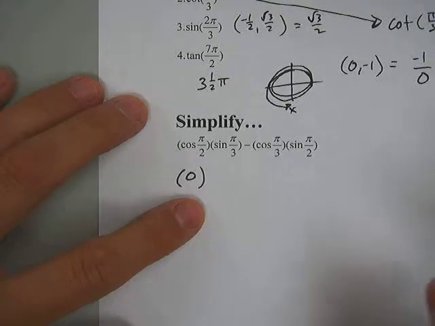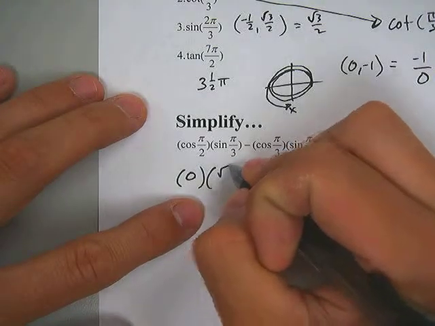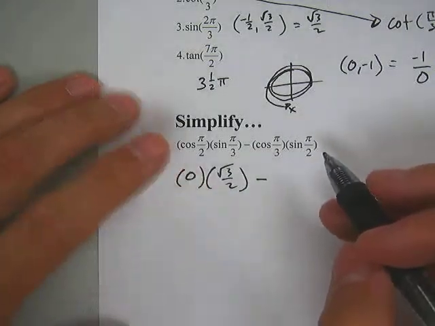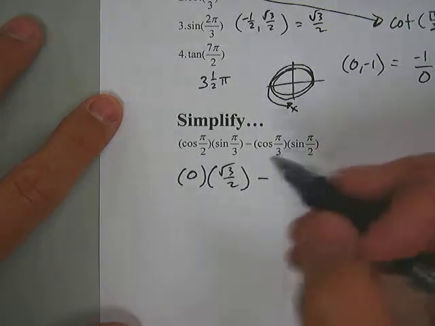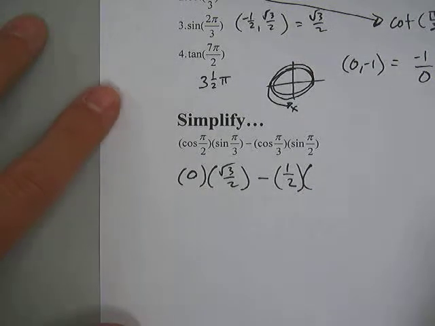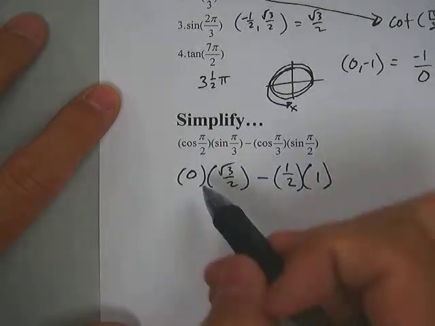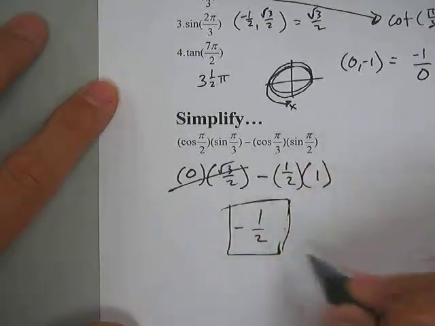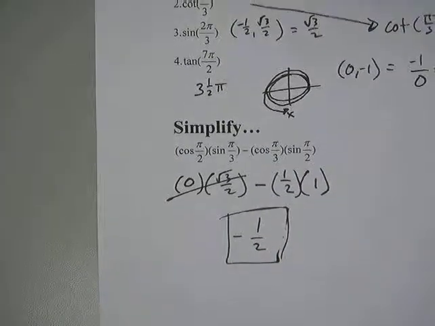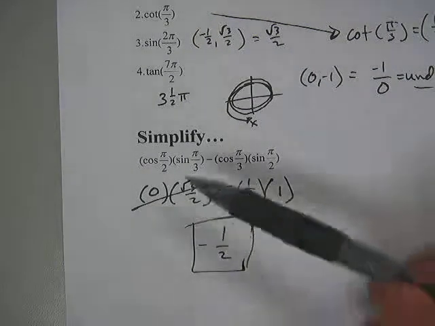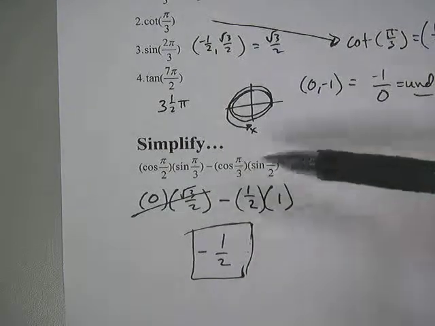It looks kind of complicated, but in reality it's not. If it says cosine of pi over 2, that's asking what's the x coordinate of pi over 2? Well, that's 0. Sine of pi over 3, well, pi over 3 is 1/2, comma, root 3 over 2, so that's root 3 over 2, minus cosine of pi over 3. Again, for pi over 3 the coordinates are 1/2, root 3 over 2, so that would be 1/2. And sine of pi over 2, the coordinates are 0, 1, so sine would be 1. Well, this obviously cancels, and we just end up with -1/2.